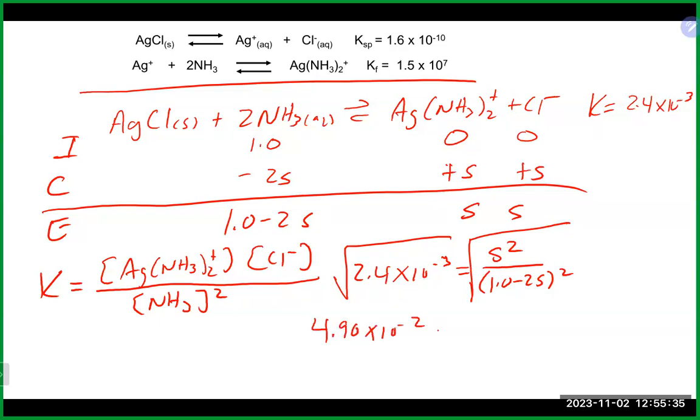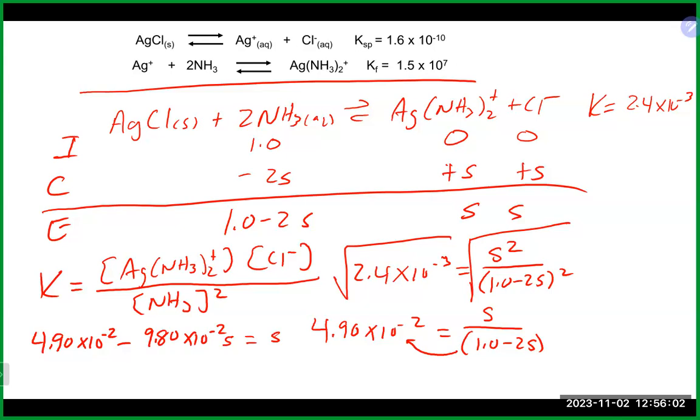That's going to be 4.90 times 10 to the minus 2 equals s over 1 minus 2s in this case. We're going to multiply this to the other side, and that will give us 4.90 times 10 to the minus 2 minus 9.8 times 10 to the minus 2 s is equal to s. Yes, I believe. We're then going to add this back to the other side, and that will get us 4.90 times 10 to the minus 2 is equal to, again, that s by itself is a 1, 1 plus 9.8 times 10 to the minus 2, which gives us 1.098 s.